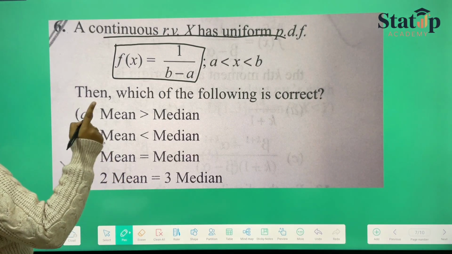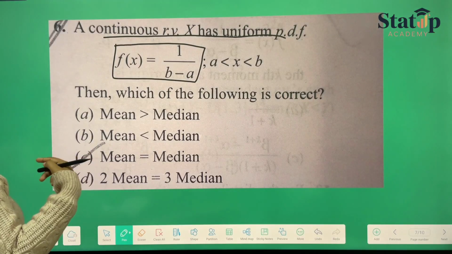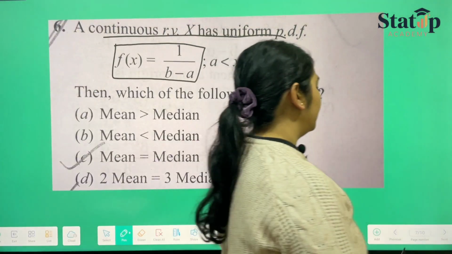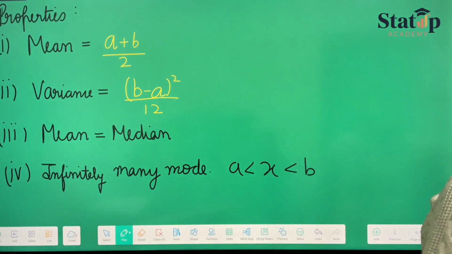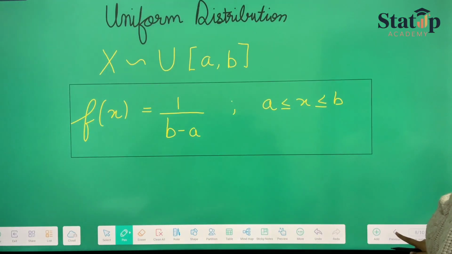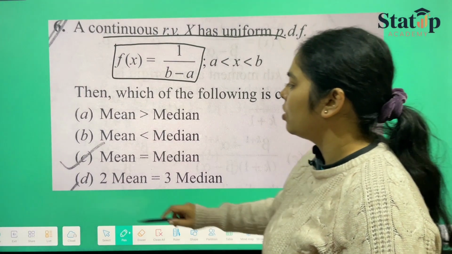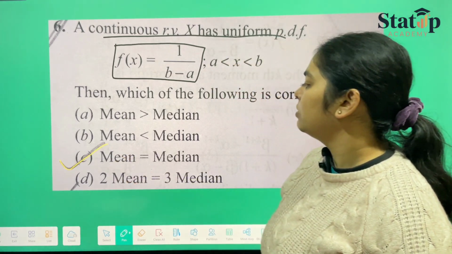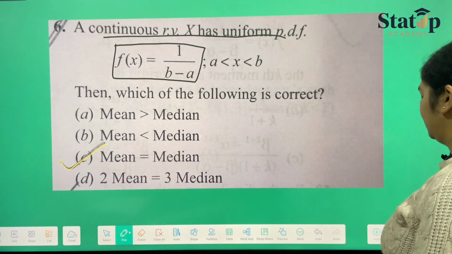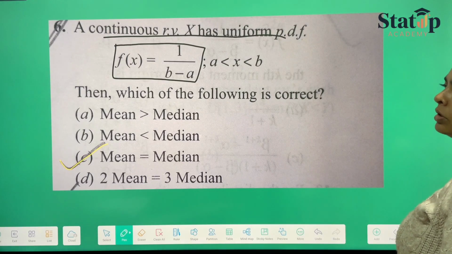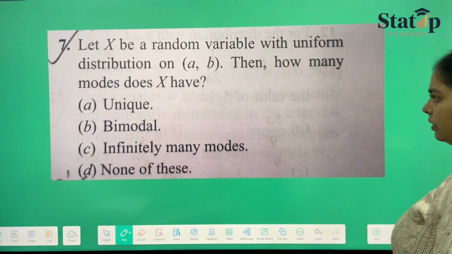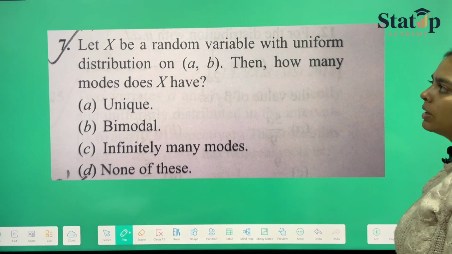But here, if we are talking about uniform distribution, the third property that I told you is mean is equal to median. So our answer will be option C, where it says mean is equal to median. This is directly based on the property, and when you learn the property, you can answer it very quickly. Now moving forward to another question.